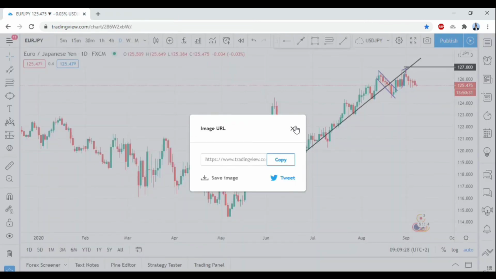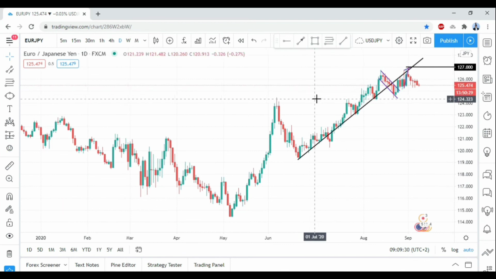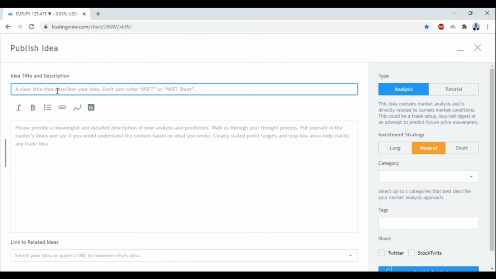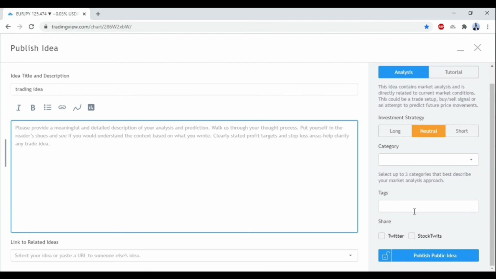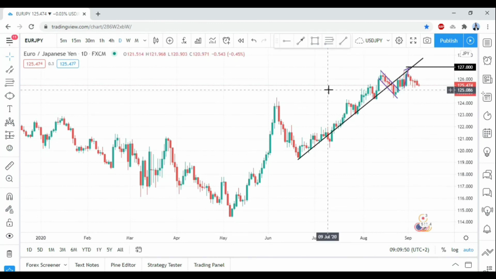And then lastly, you can even share your trading idea by publishing it, and let's just call it trading idea for kicks. You can give it its own description, and you can say whether it's a long or short position, and you can simply publish this trading idea to the trading community on TradingView.